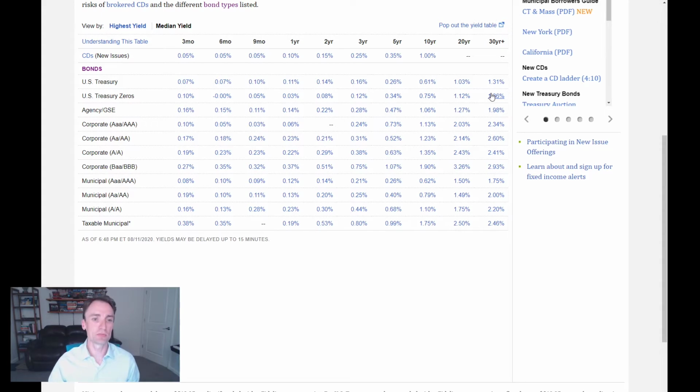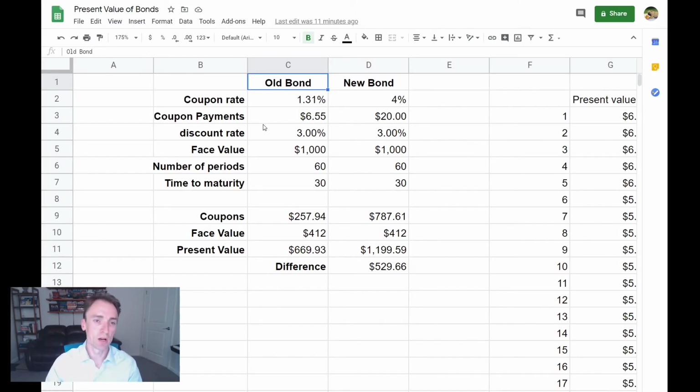Now, what happens if the market or the general interest rate goes up to the point where U.S. Treasury bonds are now selling at 4% or providing a 4% yield? Your 1.31% bond is now looking pretty bad if it was trying to be sold for the $1,000 that you paid for it. So let's talk through the final example that we've got here. Looking at this, you've bought a bond, let's say today, and it is one of those U.S. Treasury bonds. You're getting 1.31% yield on an annual basis. All of your coupon payments are going to be $6.55.